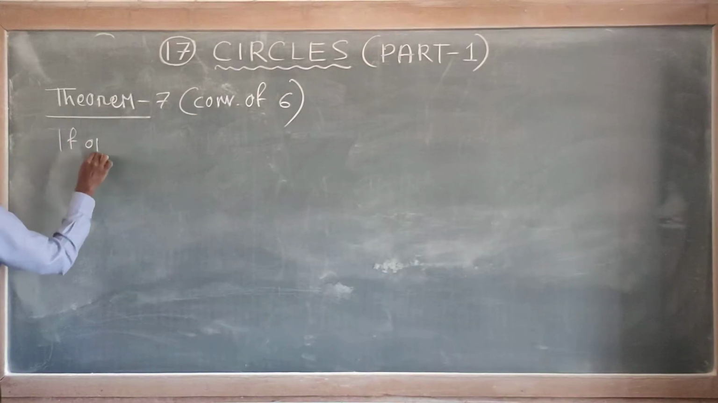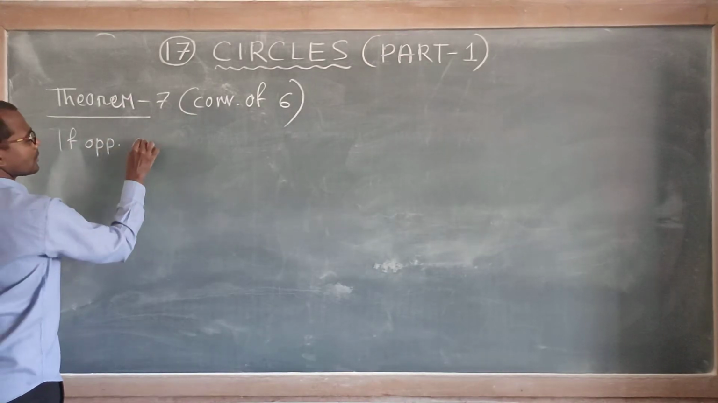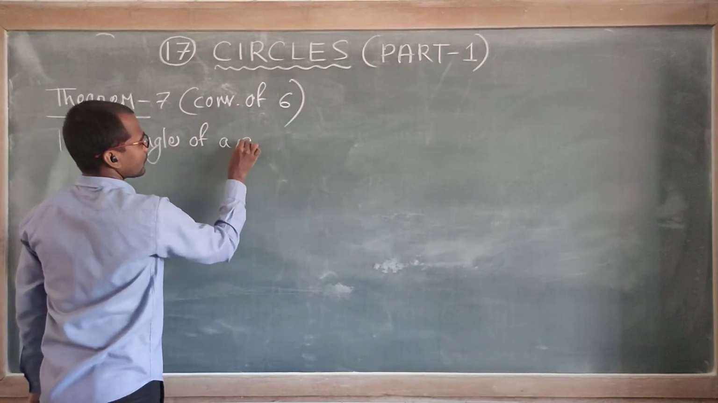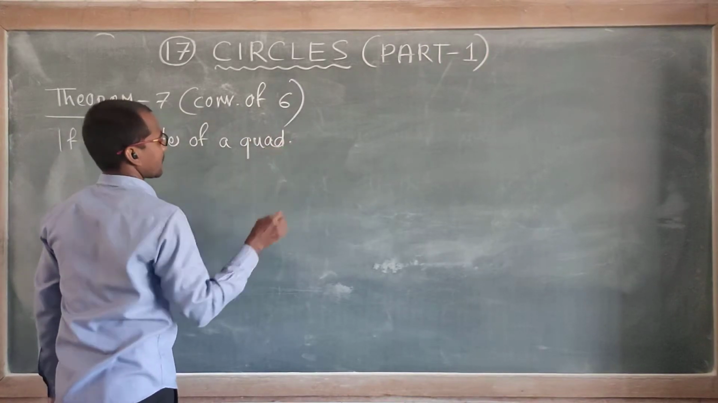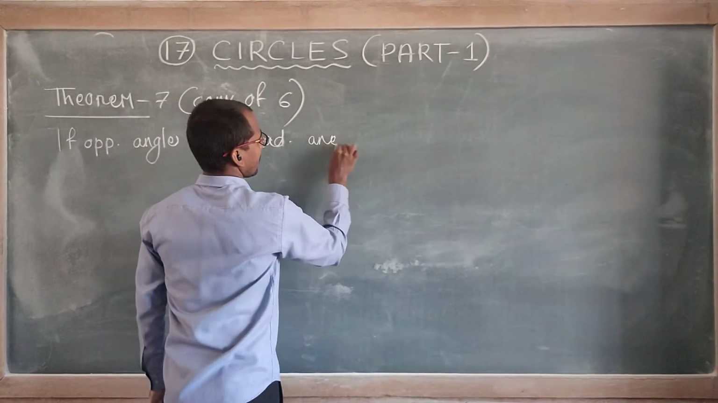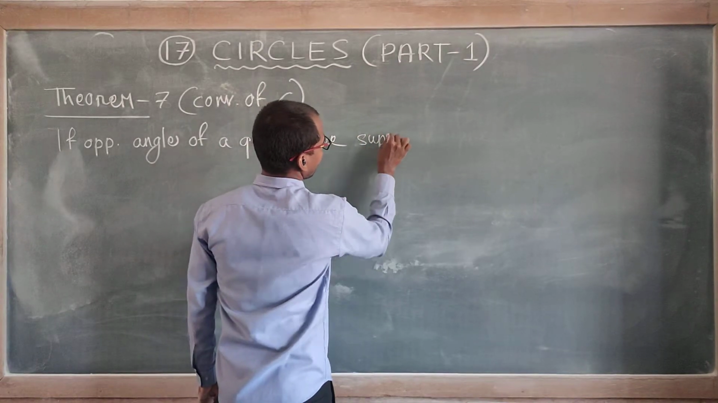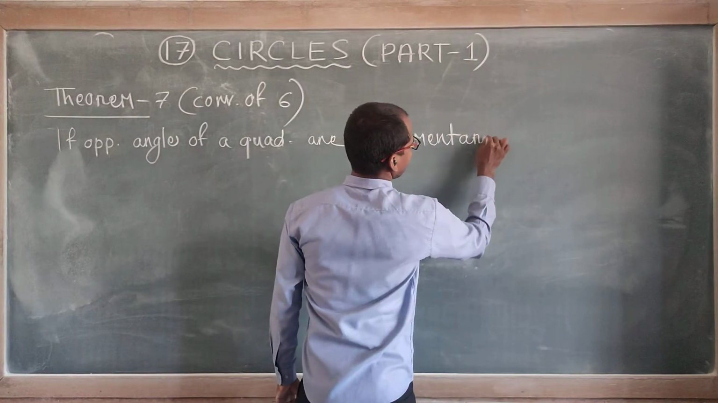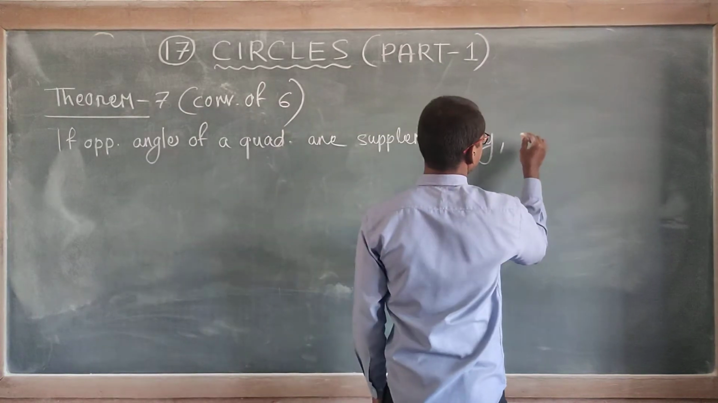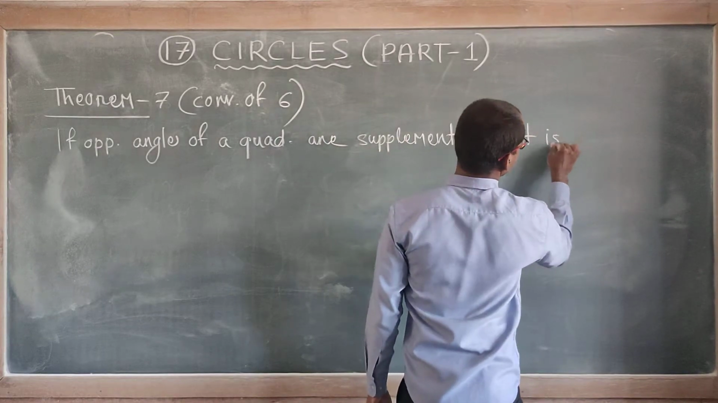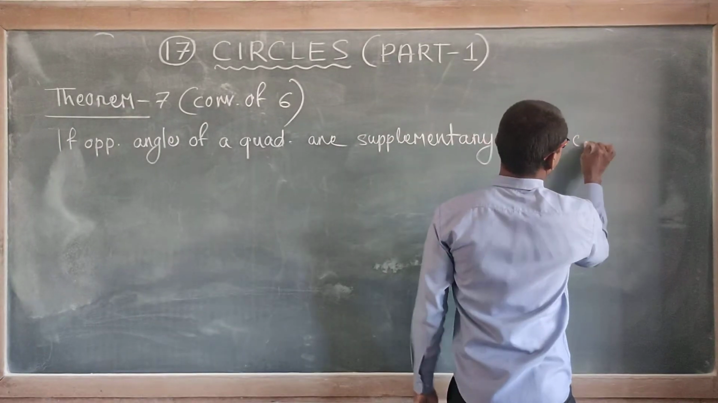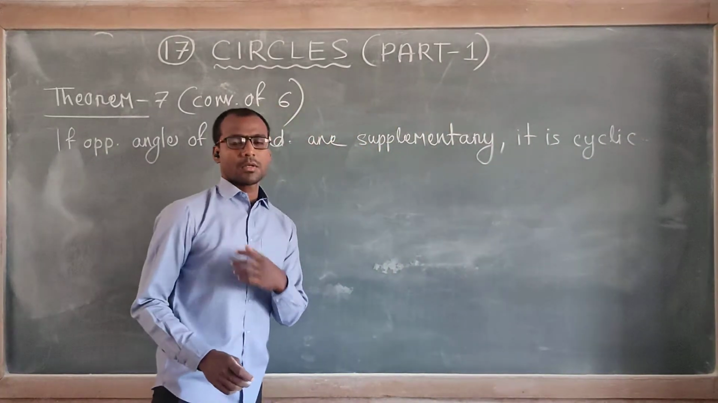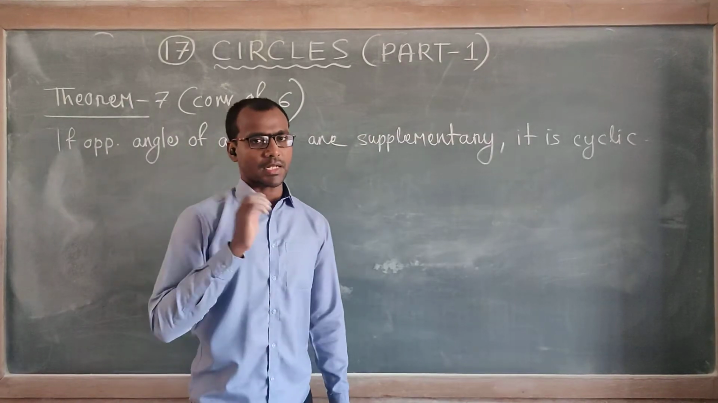Okay. If opposite angles of a quadrilateral are supplementary, it is cyclic. Okay. If opposite angles of a quadrilateral are supplementary, then it is cyclic.